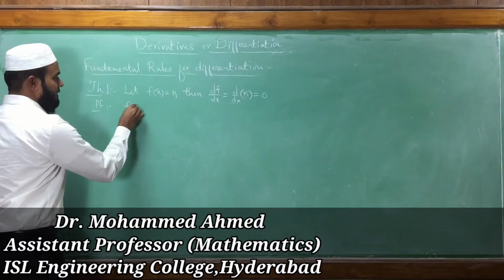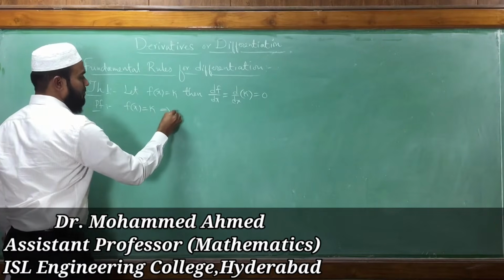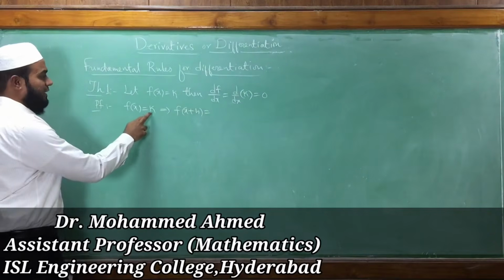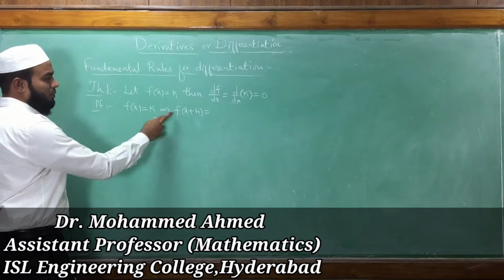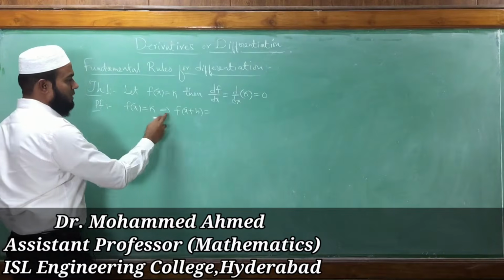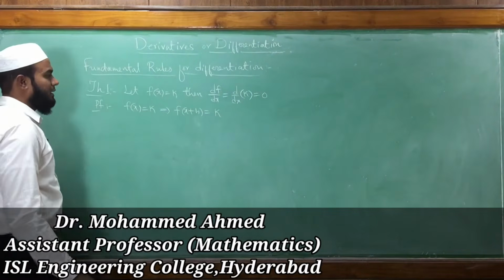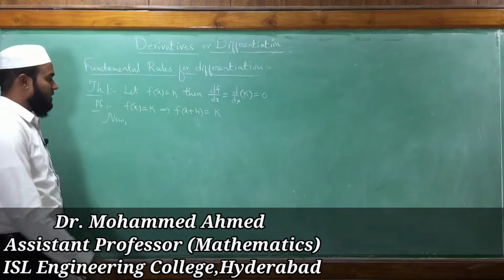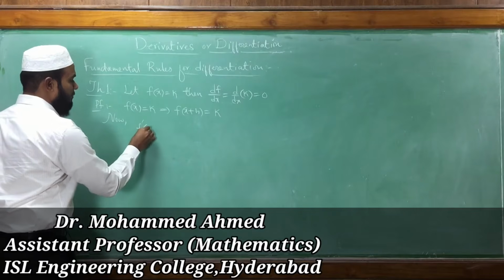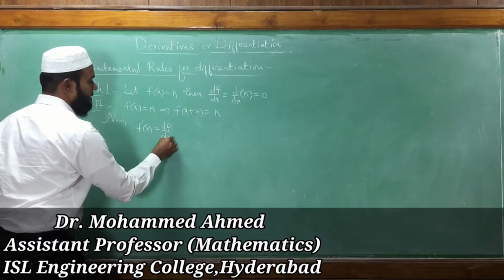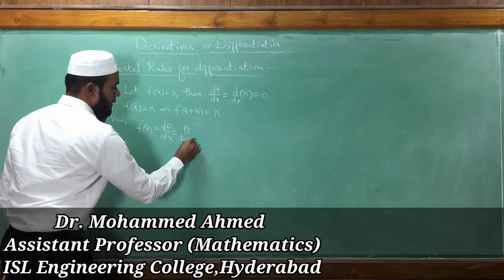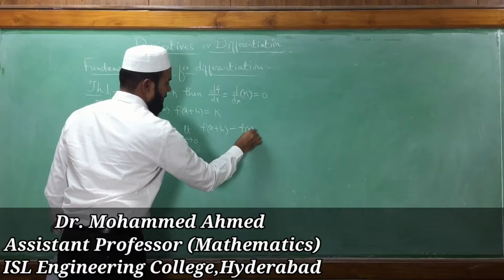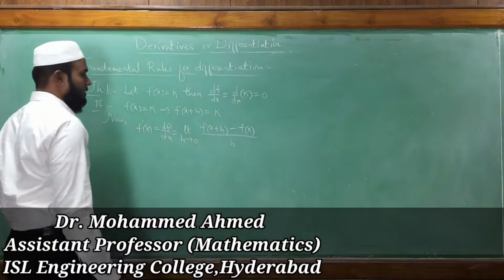What is given? f of x equals k. Now this implies, what is f of x plus h? Wherever x is there, we have to put x plus h. Here no x is there, so this will be k only. Next, from the formula of first principle, how to find the derivative? f dash of x, which is nothing but df by dx, is given by limit h goes to 0 of f of x plus h minus f of x by h. This is from first principle.